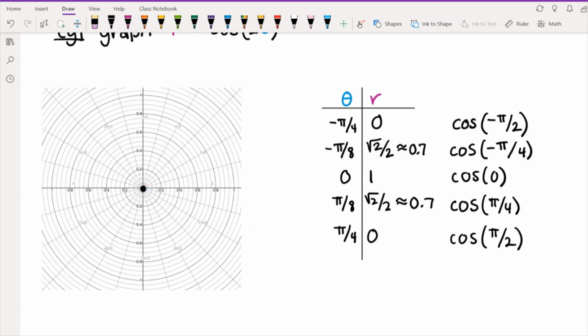And I erased it, but I'll put it back in. So that was like here. Okay, so then we have an angle of 0. So that's just on the x-axis, and we're going a distance of 1. So that puts that point here.